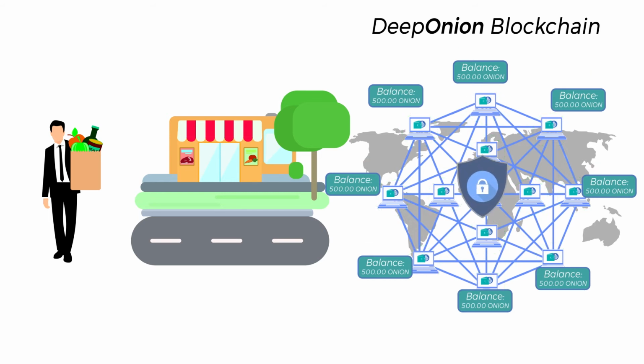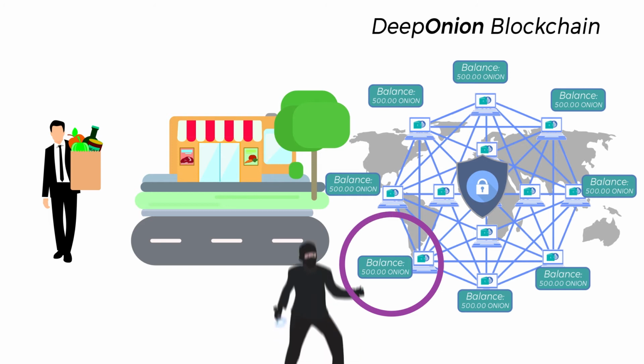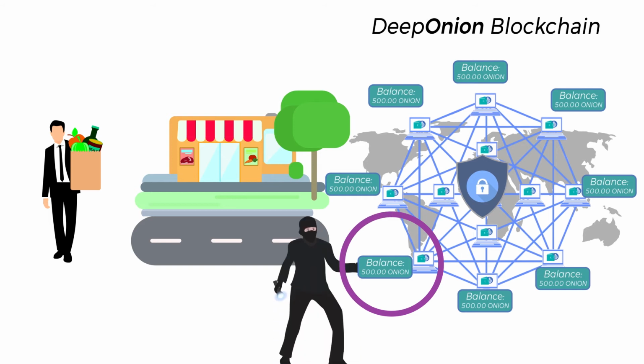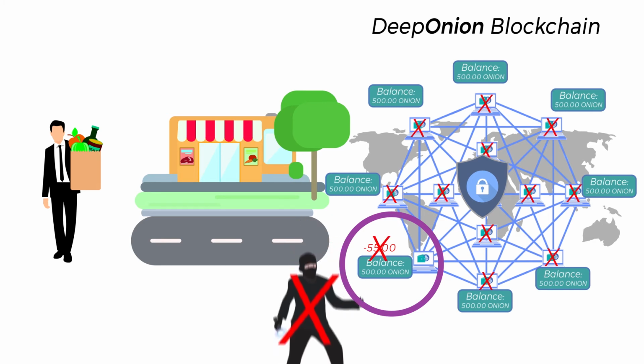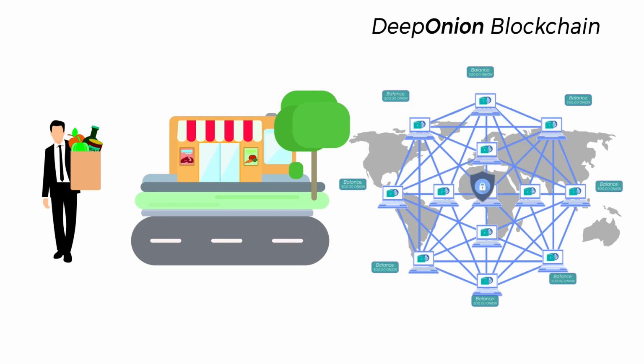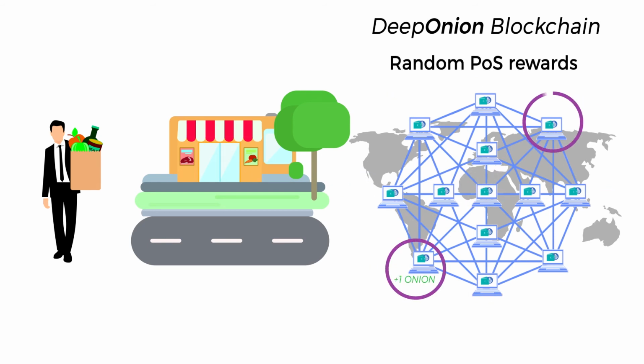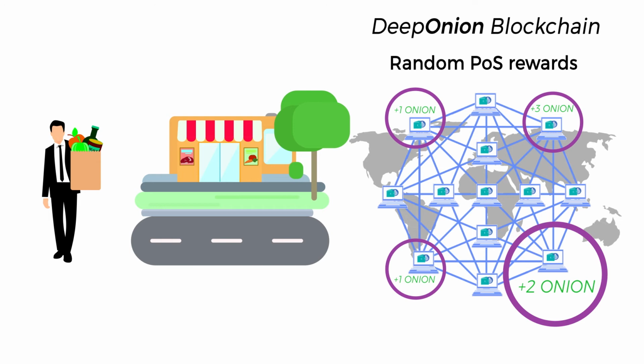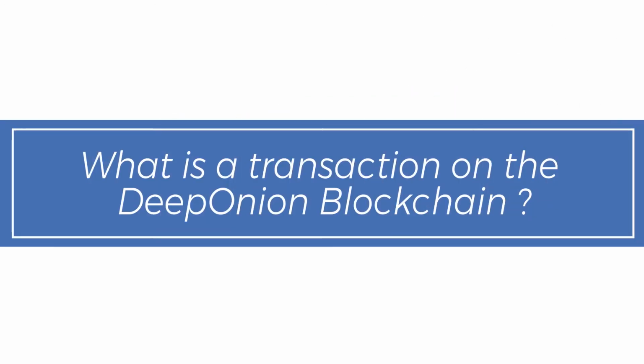Also, it is very secure because you can't change just one of the copies on one of the computers in the network. If you try to, it will not match the rest of them, and that change will be rejected. For helping the network, randomly, one of the computers will be given a reward. Pretty cool. What is a transaction on the DeepOnion blockchain?